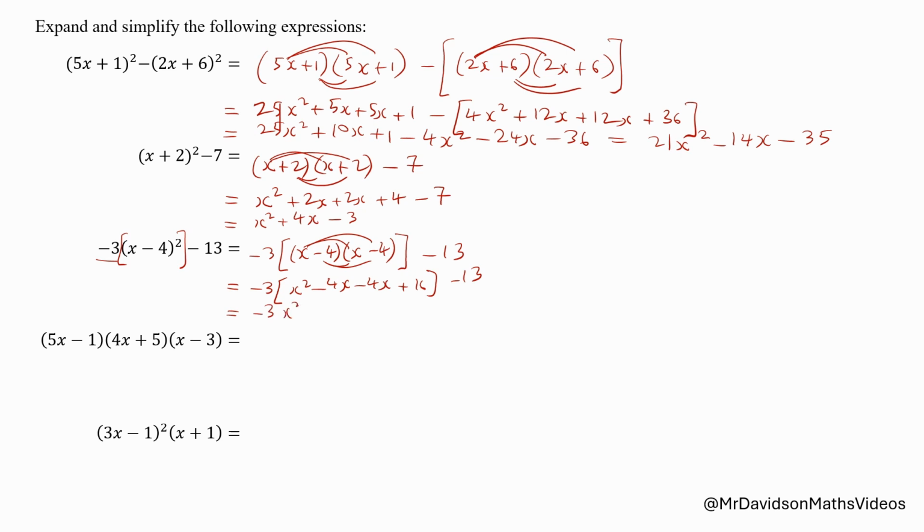Minus 3x squared. Then minus 4x minus 4x is minus 8x. Minus 8x times minus 3 is plus 24x. Minus 3 times 16 is minus 48, and then minus 13. This gives us our final solution of minus 3x squared plus 24x minus 61.